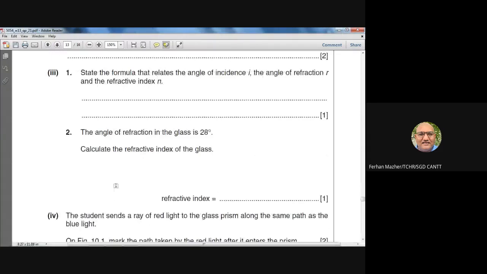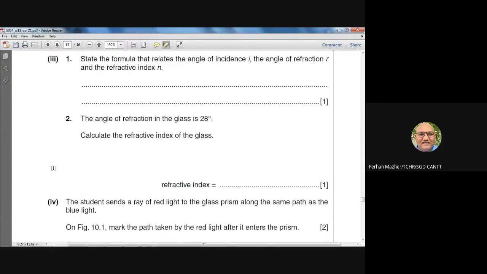Next part is the third part. State the formula that relates the angle of incidence I, the angle of refraction R, and the refractive index N. Very famous formula. N is equal to sine I divided by sine R.